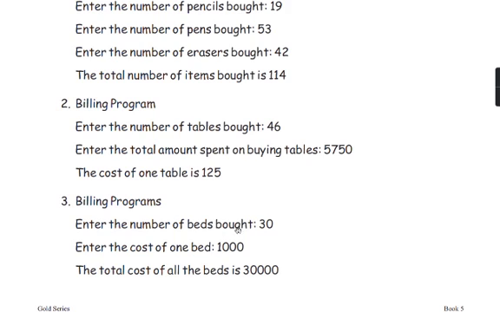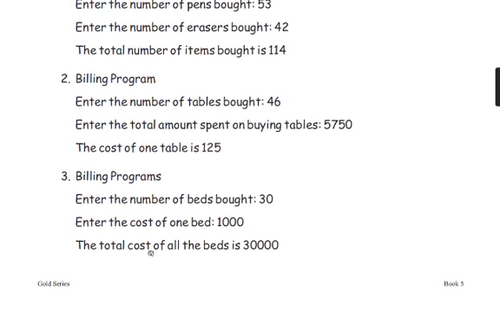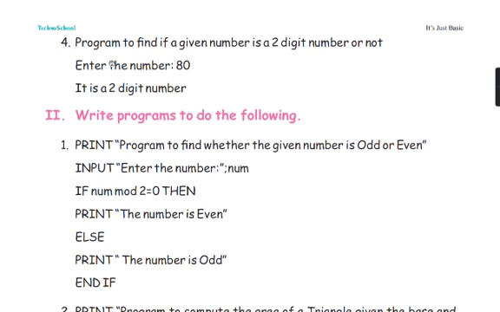Next, enter the number of beds bought. Enter the cost of one bed. Again multiplying, the total cost of all the beds is. Next, program to find if a given number is a 2-digit number or not. Enter the number 80, it is a 2-digit number. If you give different values, this will change according to the number you give. If it is 81, it will display it is a 2-digit number. If it is 800, it will say it is not a 2-digit number. So read the program clearly, then write down the answer.